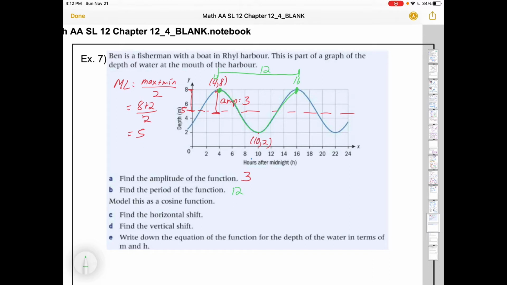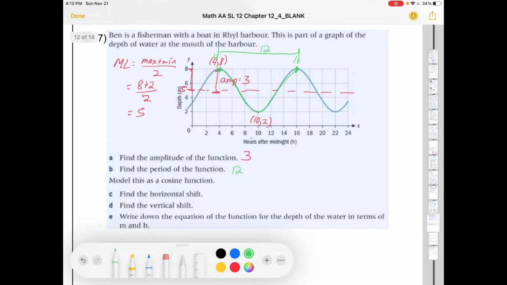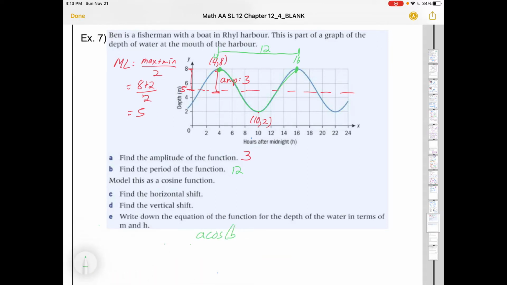It's 12 wide. We're going to model this as a cosine function. We could just skip to e here and we'll get all the stuff for c and d. We want to write down the equation of the function for the depth of the water in terms of m and h. So we want a cosine graph. We want something like a cos(b(x plus or minus c)) plus d. We'll use different letters. We actually already know what a is, the amplitude. And we know for part d what the vertical shift is. That's the midline, which is 5.